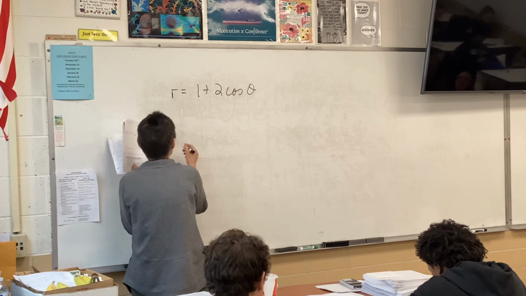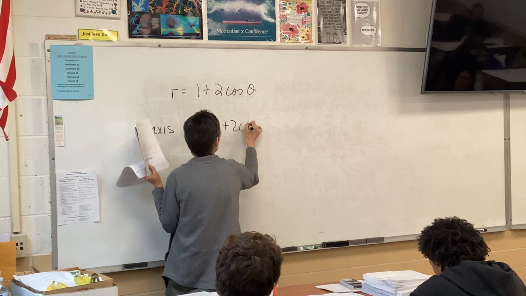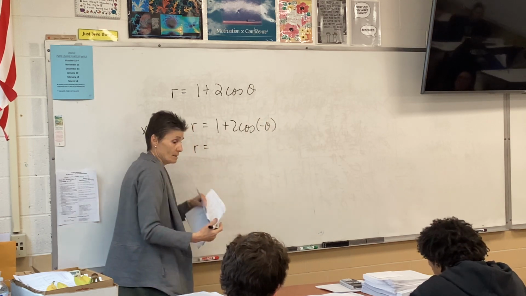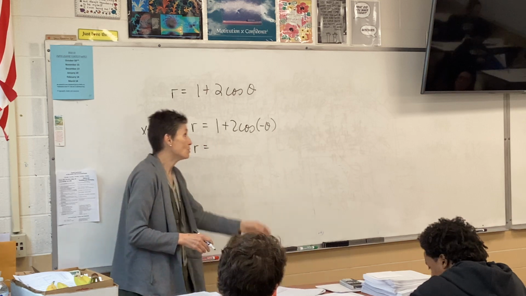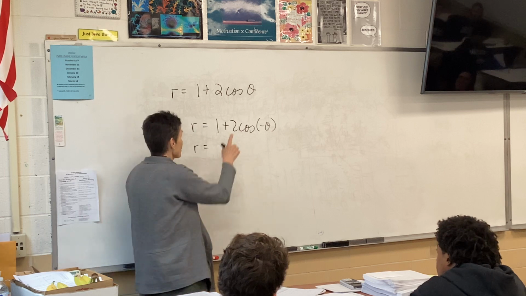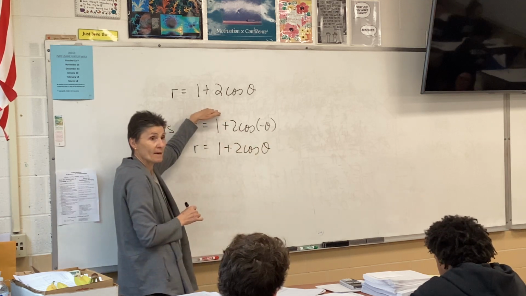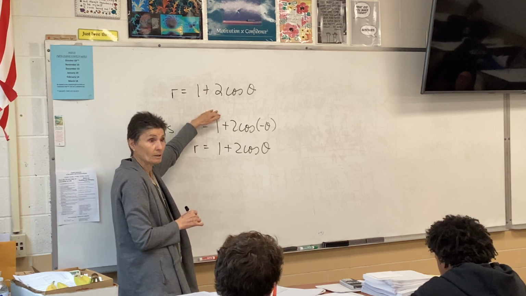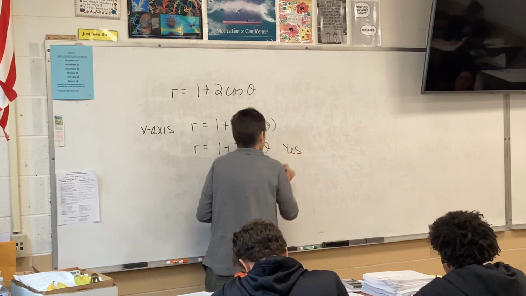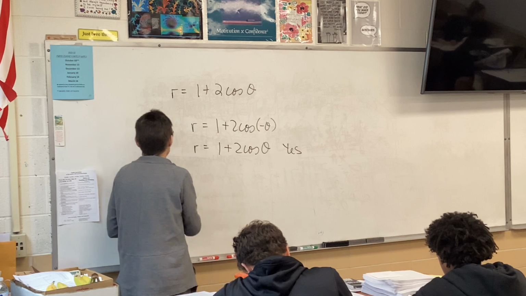So we're going to replace with r, negative theta. So 1 plus 2 cosine negative theta. What do you remember about cosine of a negative? It drops off. So this is the same as this, which is the same as the original. So that's a yes. Now, if it's a yes, obviously you don't have to try the other one. All right, y-axis.